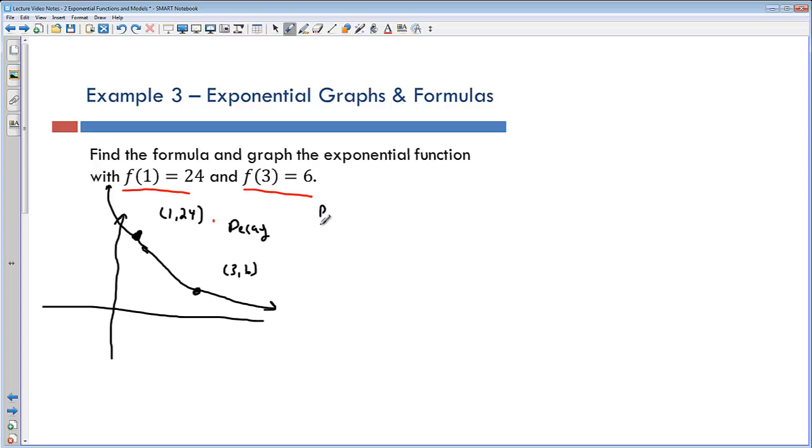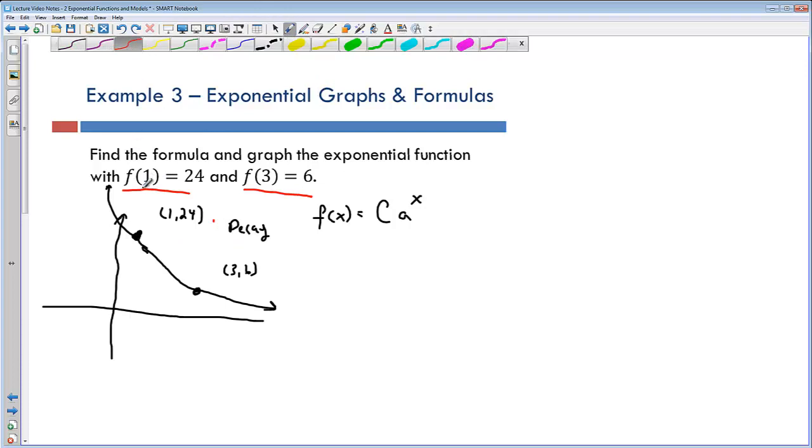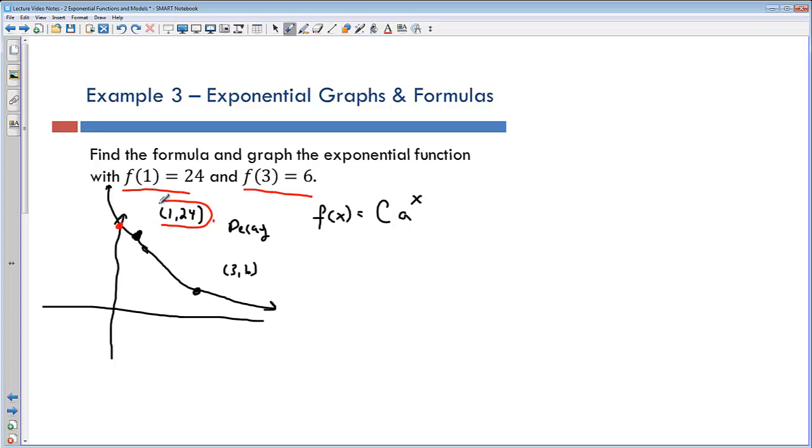What you do need to know, though, is the formula. So let's remind you of the formula. Since they're using function notation, we'll use function notation. So f of x is equal to c times a to the x. And now in this problem, we can't immediately say what c actually is because we don't know the initial value. I can tell you that it's bigger than 24, but I don't know how much bigger than 24 it actually is. So we'll have to use the information they gave us, in particular this 1 comma 24.